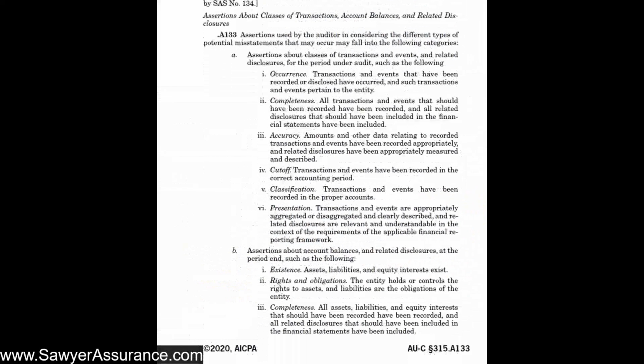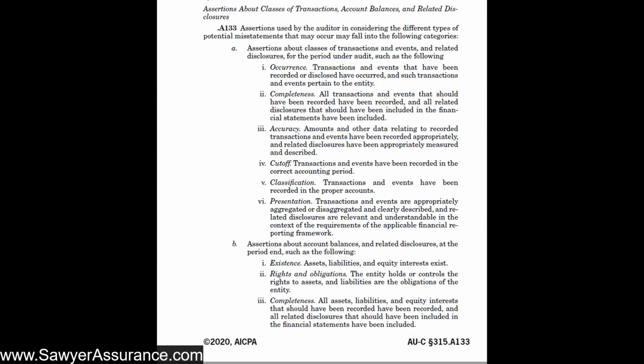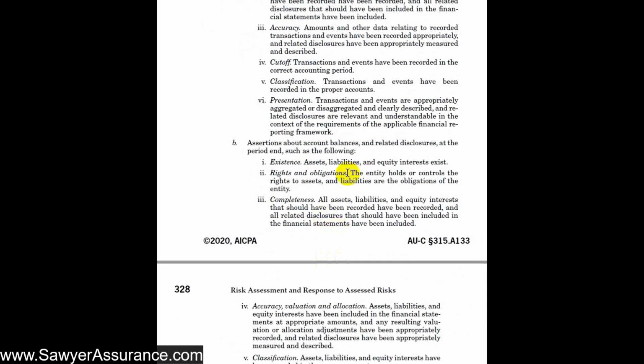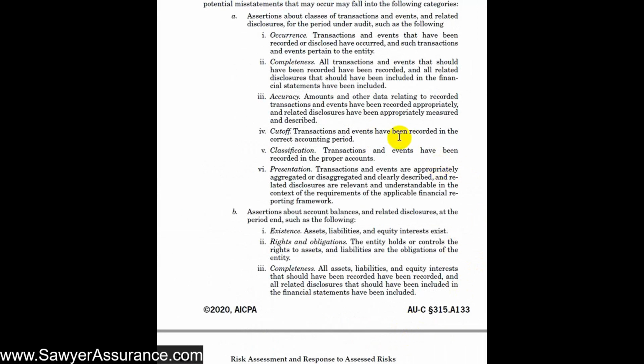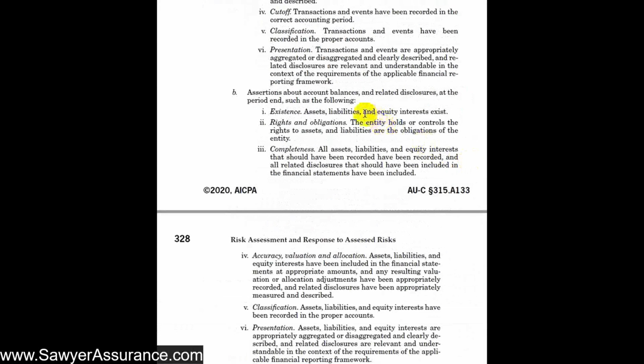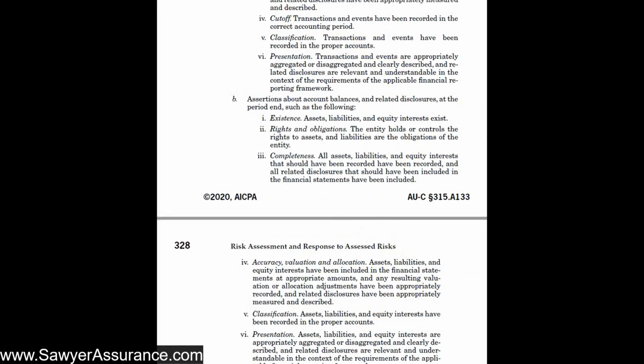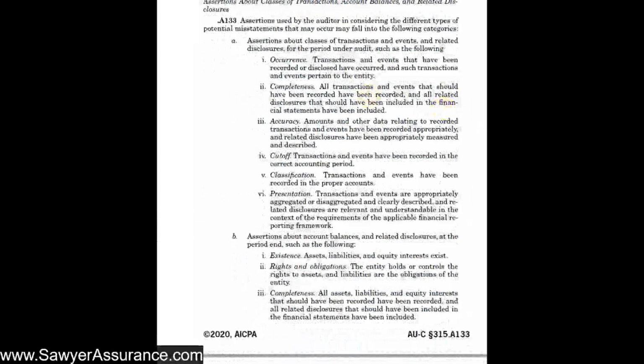Typically I like to think about assertions about classes of transactions and events as more income statement assertions, for instance, revenue. And assertions about account balances at period end would be more balance sheet assertions, so for instance, accounts receivable. Although revenue and accounts receivable are somewhat related, in some cases we might test them differently or assess their risks differently by using these assertions for the revenue and then these for the accounts receivable piece. And sometimes we might combine certain assertions, for instance, classification and presentation. Perhaps those are tested or assessed in the same instance.